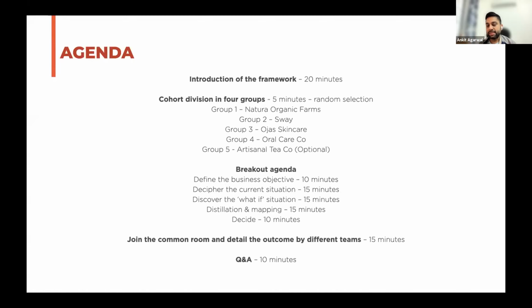The second group would be getting something called Sway. I would tell you what it is all about. Then there's Ojas Skincare. The fourth one is Oral Care Company. And there's one which we have kept optional, which is Artisanal Tea Company. Once we get into the slide, we'll see if we have to use it or not, but 99% would not be using it.